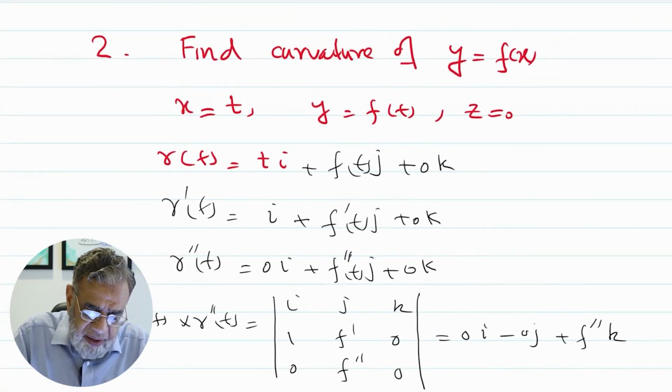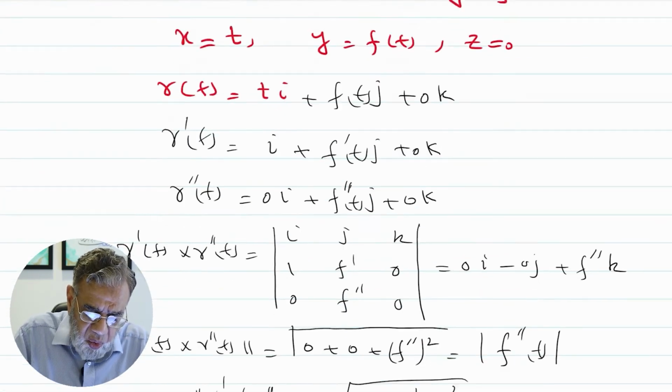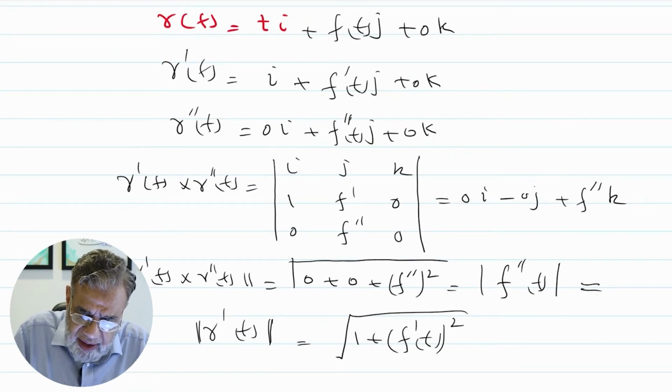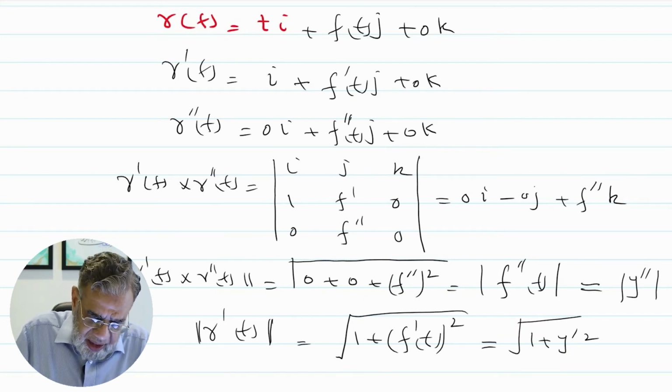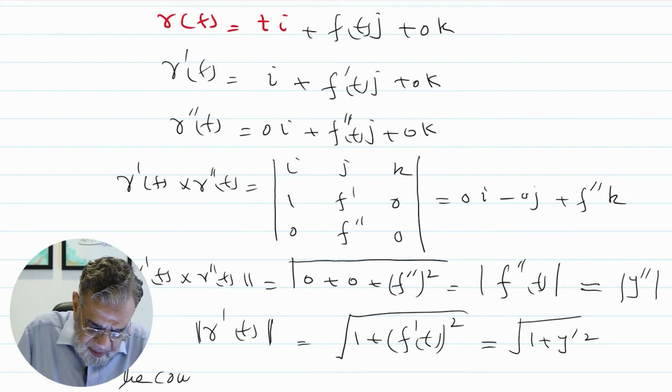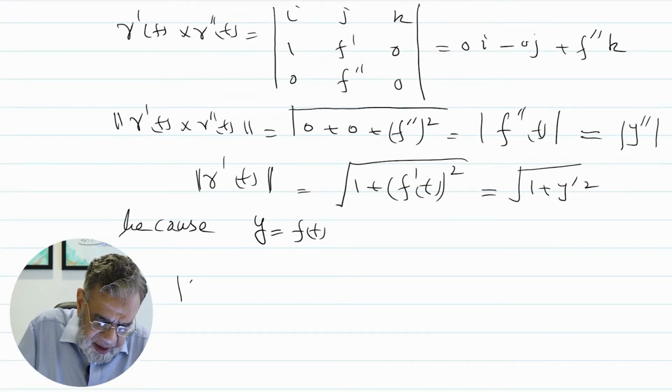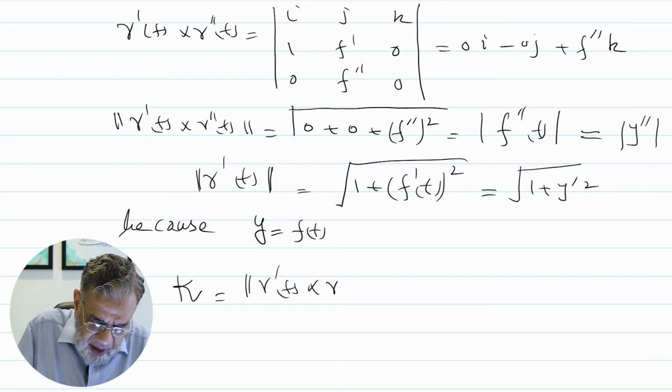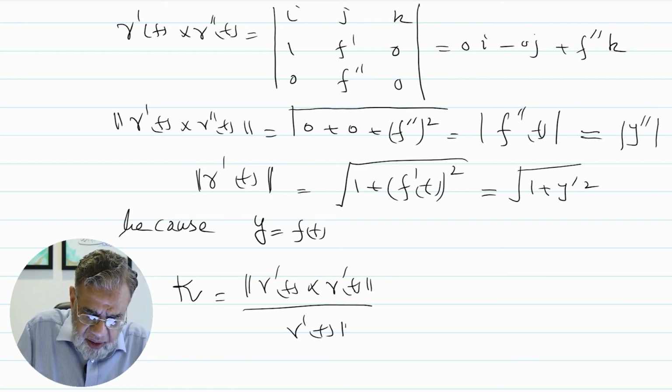We can see here that my f of t is y. So when f of t is y, I can write here y double dash. Since f of t is y, I can write the root of 1 plus y dash squared, because I have taken y equal to f of t. Now I use my formula and I can find my curvature. My curvature is the magnitude of r dash of t cross r double dash of t over the magnitude of r dash of t cubed. Now I substitute the values.